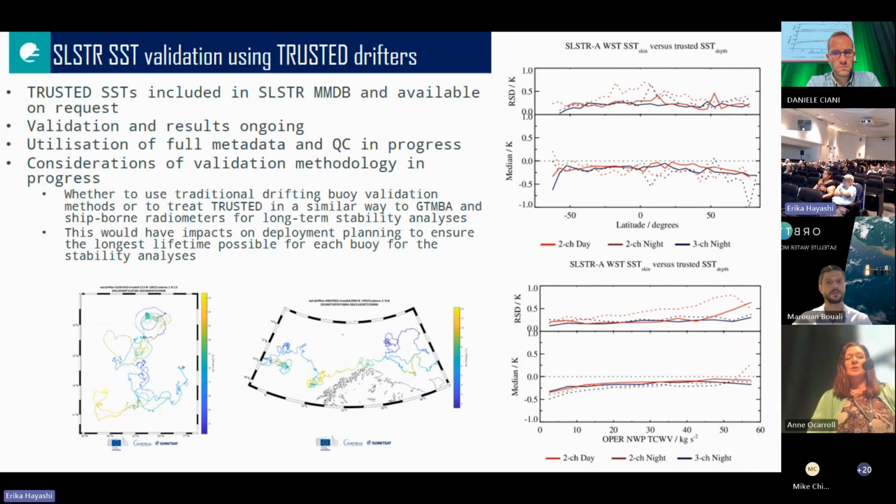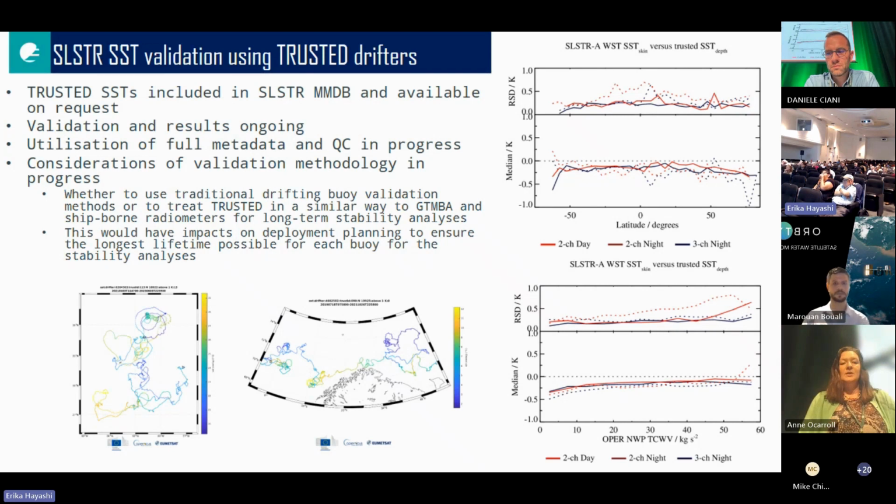So validation using trusted drifters for SLSTR SST is ongoing. So we use the SLSTR matchup database. It's available on request if you're interested. So the utilization of the full metadata and QC is in progress. We're waiting for the Ocean Ops web pages to come back online, and then that work will be done later this year.